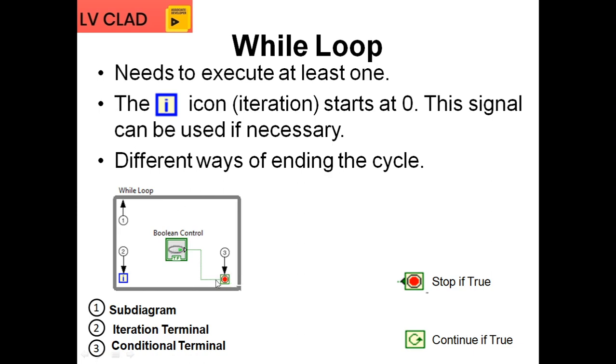For the conditional terminal, two options are possible. They decide how many times the loop will execute. That conditional authority is given by stop if true and continue if true. Please practice the basic loop operation, and you will get a better idea.